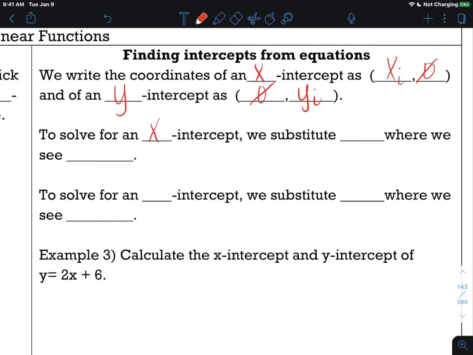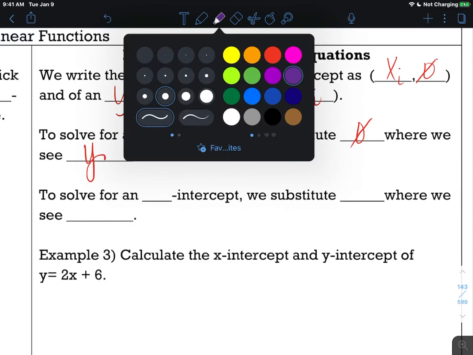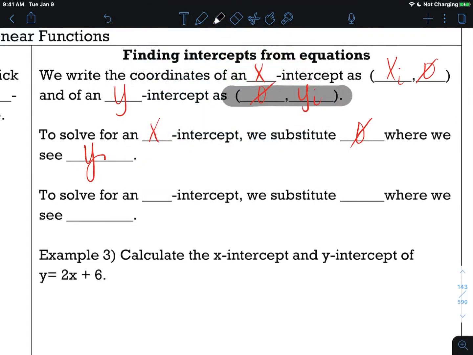So to solve for an x-intercept, we substitute 0 where we see y. So what does that mean? I'm taking this exact point and I'm plugging it into the equation. So all my x's will change into 0. All of my y's change into the y-intercept. Same exact thing if I was solving for my y-intercept. I would substitute 0 everywhere that I see an x.